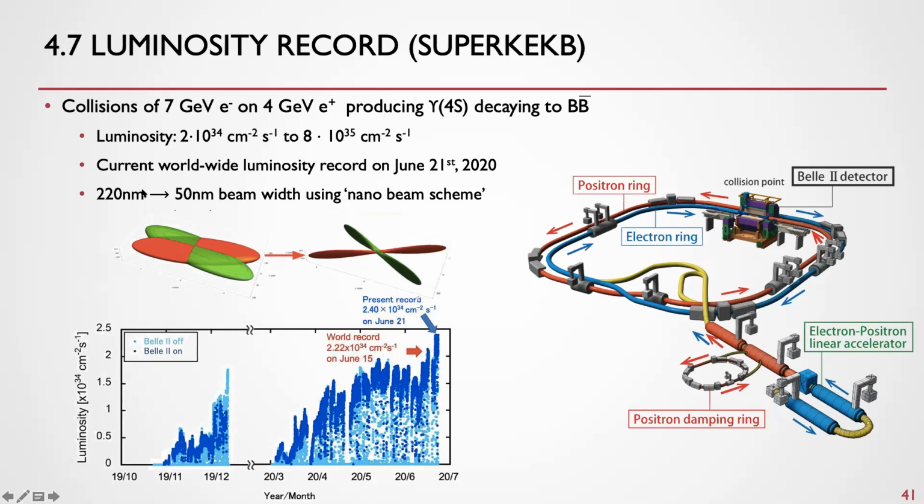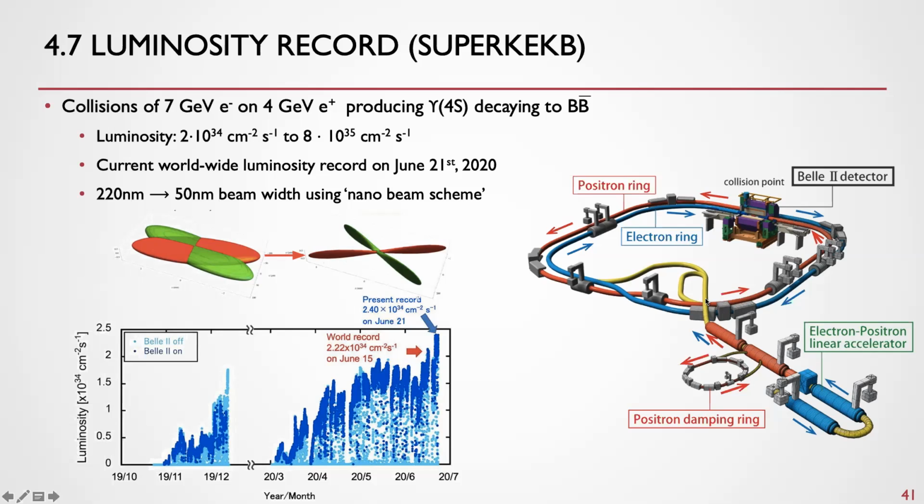It was achieved by a so-called nanobeam scheme. The beam width is nanometer sized, and it was possible with a peculiar configuration of magnets and beam optics to reduce the typical size of the beam from 220 nanometers to 50 nanometers. I put a picture of the beam profile here to give you an idea about the beam profile at Super KEKB.